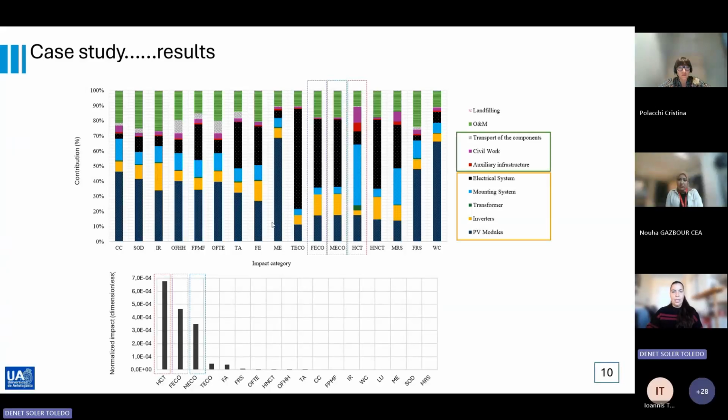For example, in the case of these three impact categories that have the most important contribution, we can see the normalized impact, and we can see how, for example, human carcinogenic toxicity is influenced by the mounting system. And in the case of FEco or MEco, we can see the contribution of the cabling.